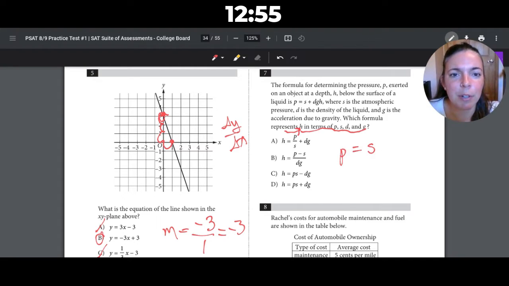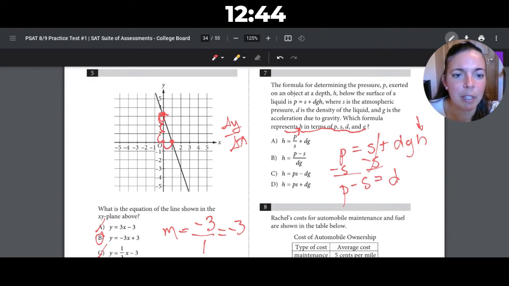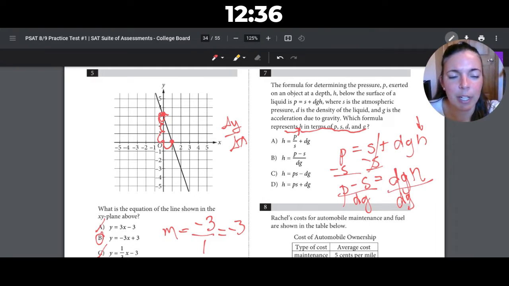So if this is my equation, I want to try to get H by itself. So first thing I'm going to do is subtract S from both sides. I can't combine anything, so you're just going to write P minus S. And then, in order to get H by itself, I need to divide by G and by D. So when I get H by itself, this will equal P minus S all over DG. P minus S all over DG. There it is.